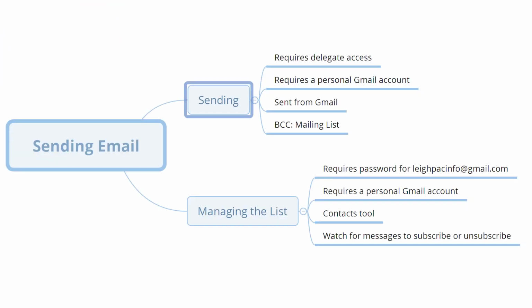So that's all there is to do with sending the email. You only require delegate access. You will need your own personal account, and that's the account that we can grant delegate access to. It's sent from Gmail, so if you're familiar with Gmail, it looks and works just the same way. And the key thing is you're going to use the BCC field and type in the two words mailing list, and it should bring up the mailing list of everyone on the list.